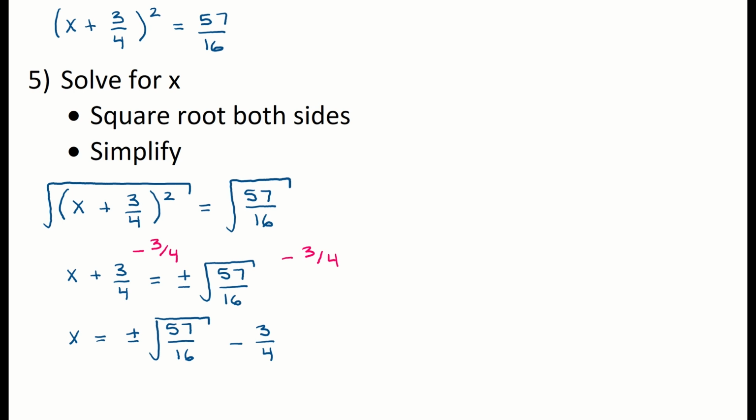So our final answers here in terms of our two roots are x is equal to negative 3 over 4 plus the square root of 57 over 16, and x is equal to negative 3 over 4 minus the square root of 57 over 16.